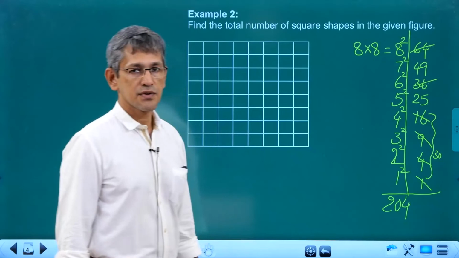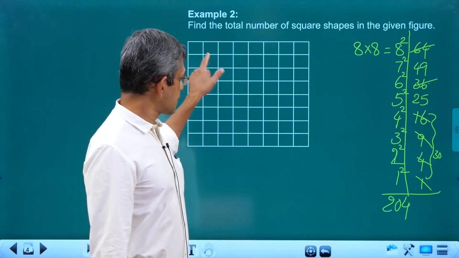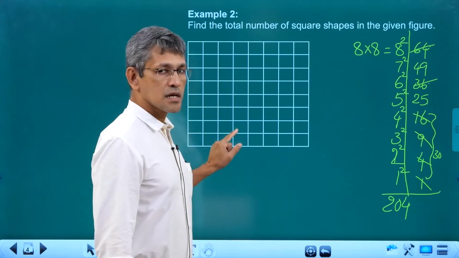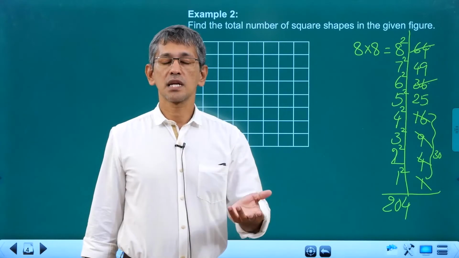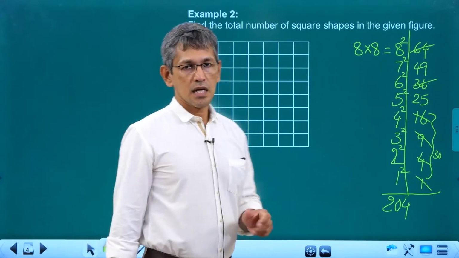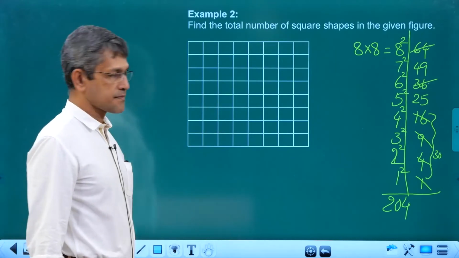That's a method we use for counting. And this figure, if you really want to count it, it takes time. It could be like 2 or 3 minutes. Sometimes you may end up with the wrong answer as well. That's the reason we don't recommend actual counting for this kind of questions.